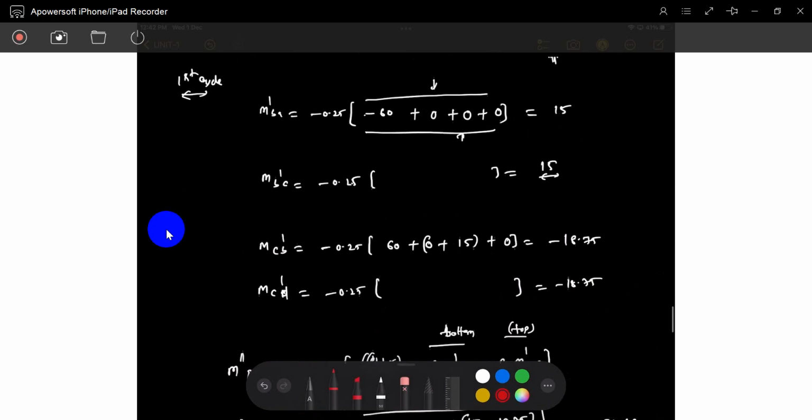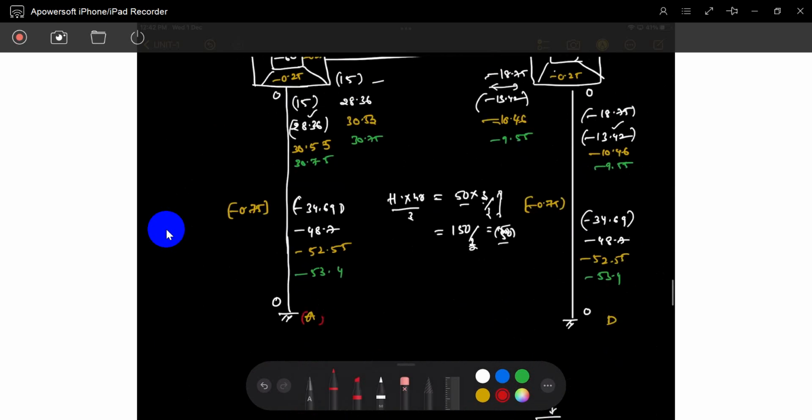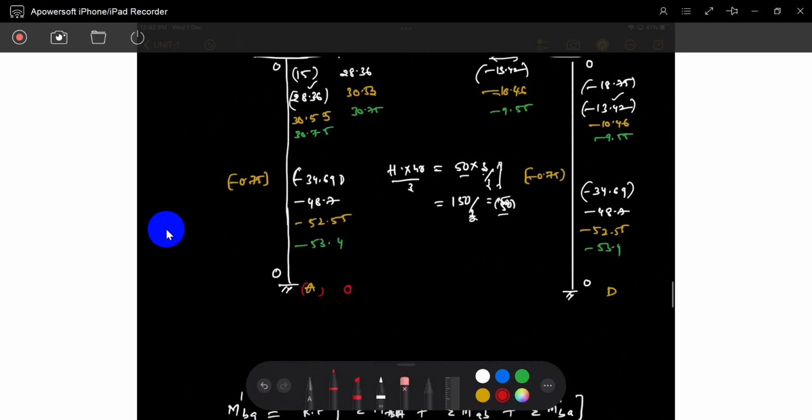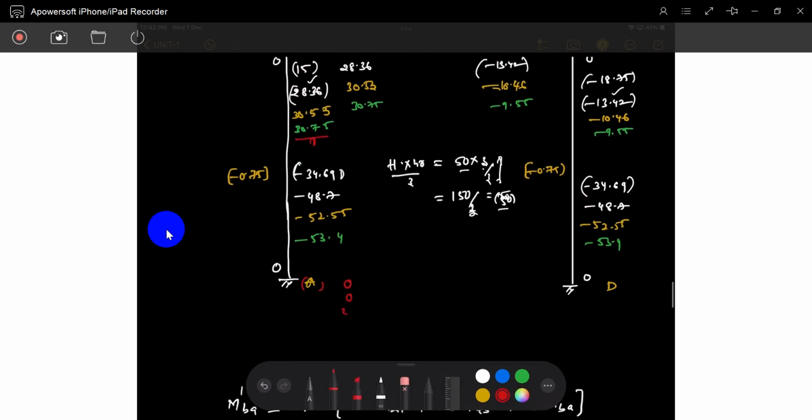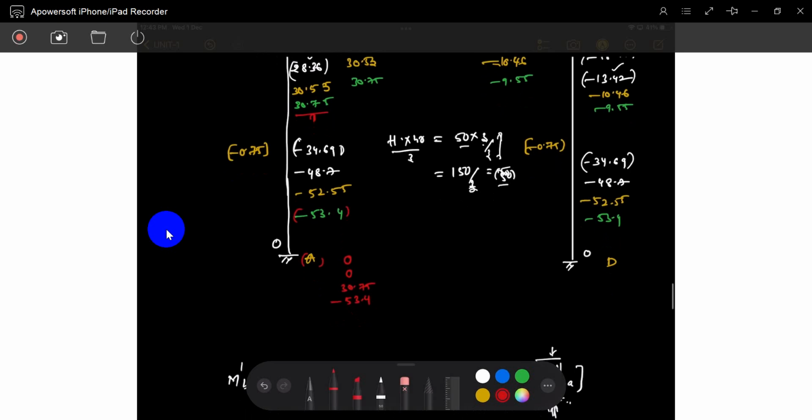Now we can write: the fixed end moment is 0, rotational contribution is also 0, rotational contribution from the far end is 30.75, and the translational moment is 53.4. What is that value? That value is minus 22.65. That is MAB.